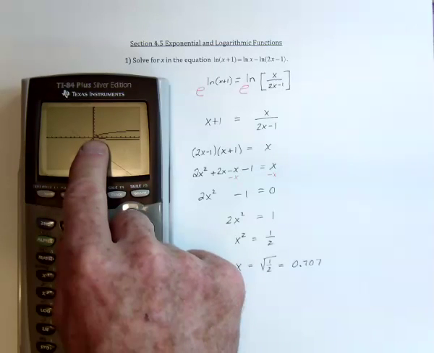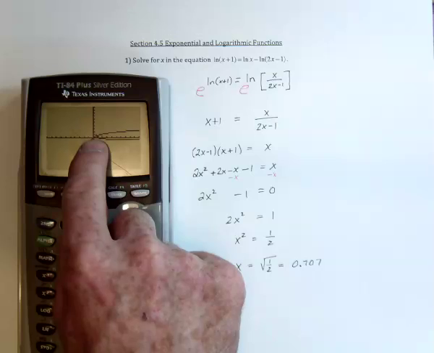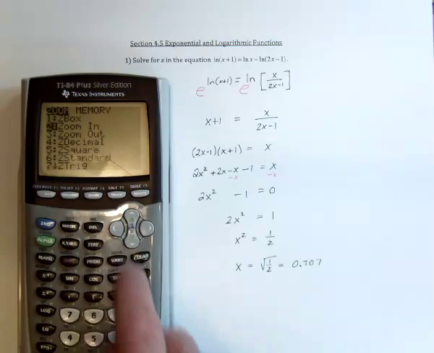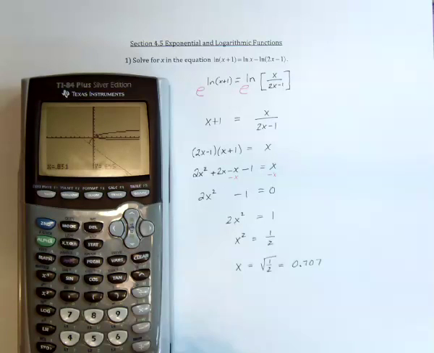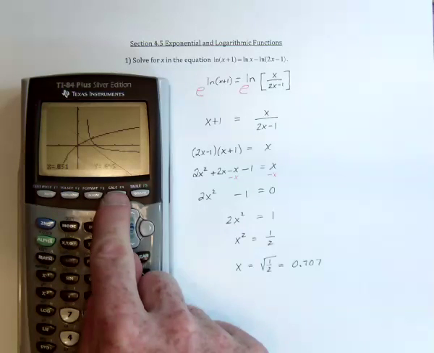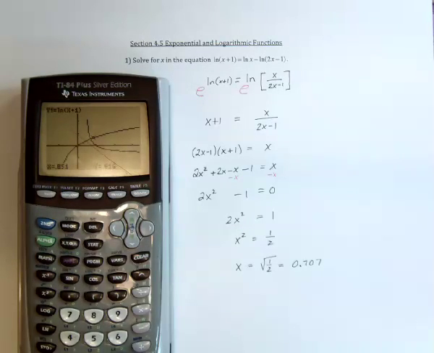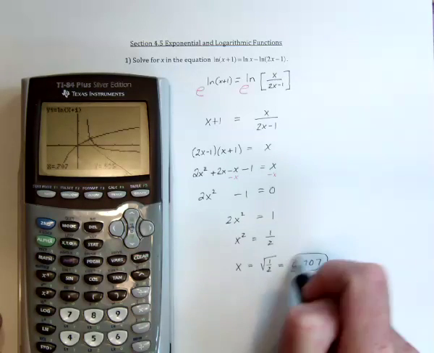There goes the first logarithm. And it seems that they cross right in here, but I think I need to zoom in to make it a little more clear. Zoom in to this area. There goes the first logarithm. There's the second one. And then trace to see if where they cross is 0.707. All right. So it seems that the 0.707 is it.